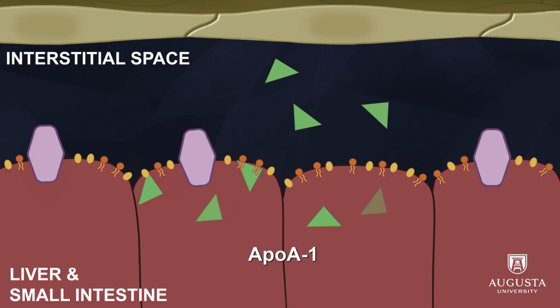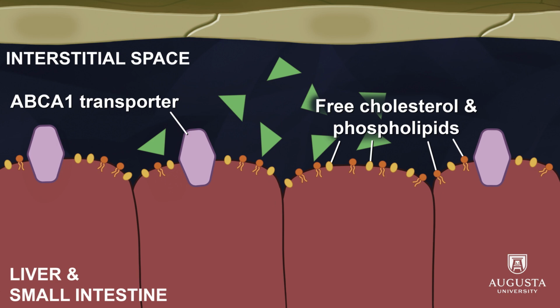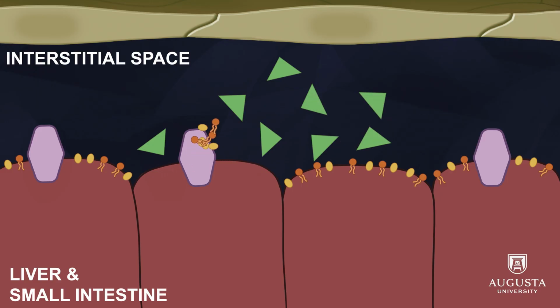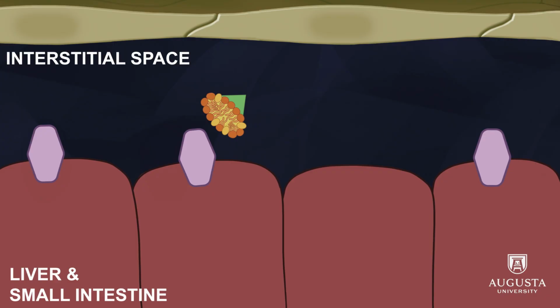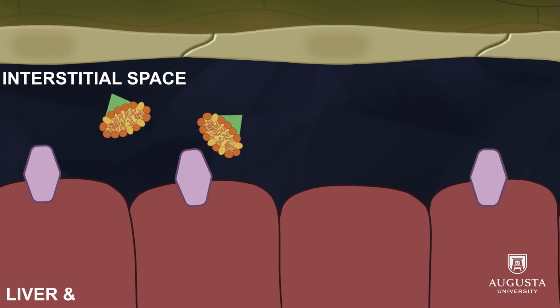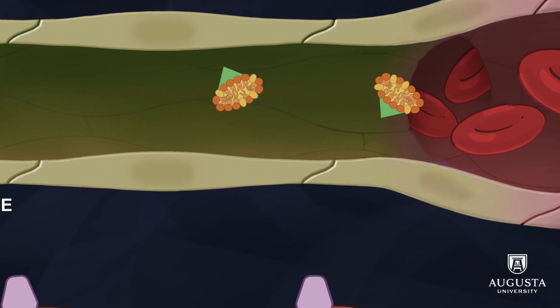Nascent ApoA1 is synthesized in the liver and small intestine. In the interstitial space, the ABCA1 transporter facilitates the efflux of free cholesterol and phospholipids from hepatocytes, enterocytes, and other peripheral cells. These free cholesterol and phospholipids associate with ApoA1 to form discoidal nascent HDL particles, which then enter the lymphatic system and eventually the blood circulation.